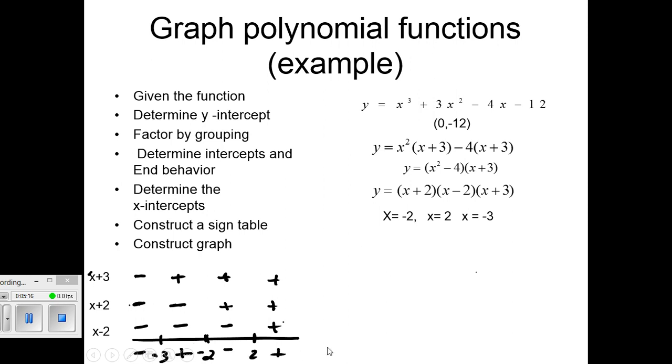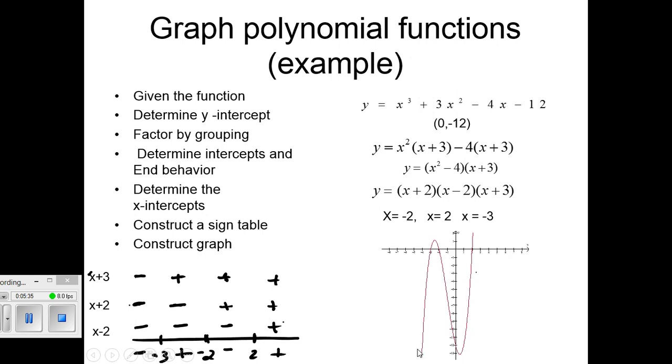And the graph then of course would have intercepts at these three locations, -3, -2, and 2, with the graph going through them, rising up from the negative area, then going positive, then going negative again, and here's our graph.